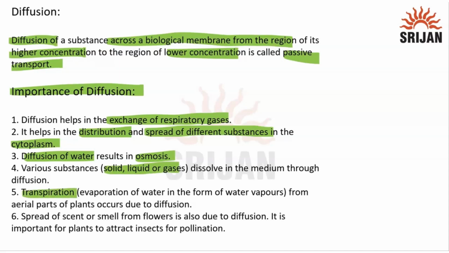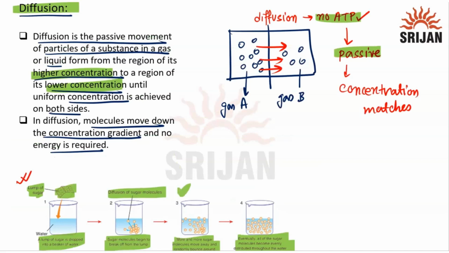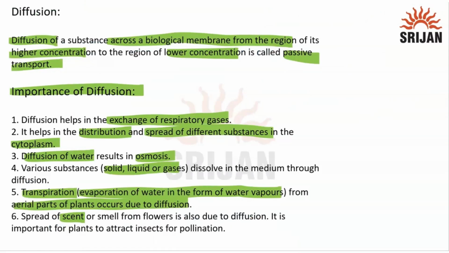What is transpiration? That is the evaporation of water in the form of water vapor from the aerial parts of the plants. Also, it helps to spread scent. When we spread some scent, the whole house or whole room has the same scent. As we discussed in this scenario, it gets transmitted evenly everywhere because the concentration level needs to be matched. Also, it is important for plants to attract insects for pollination as well. So these are the importance of diffusion we need to know.